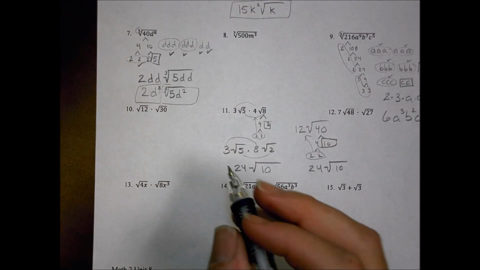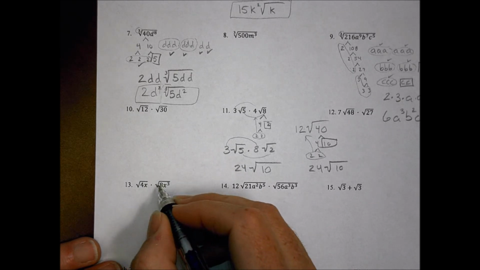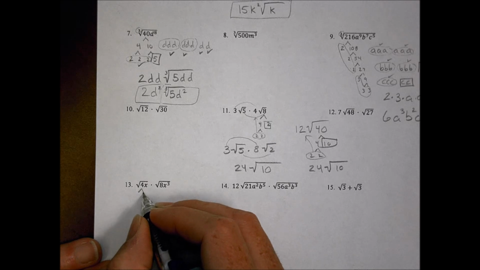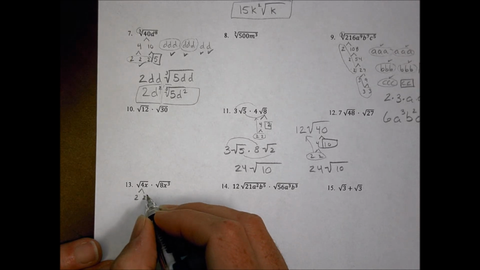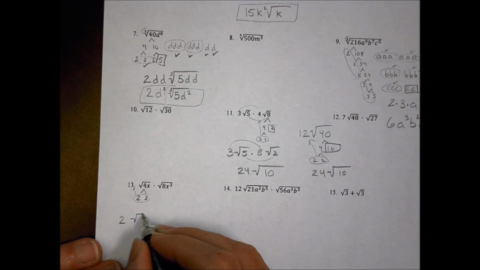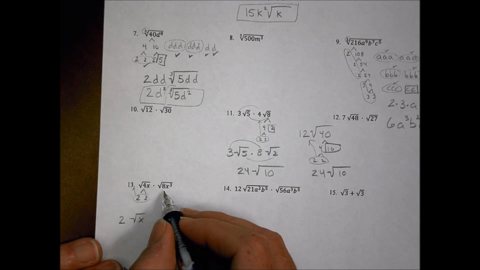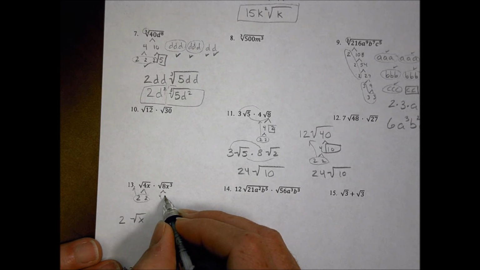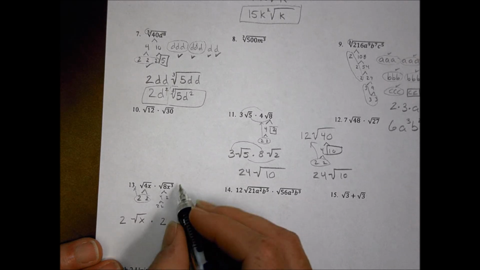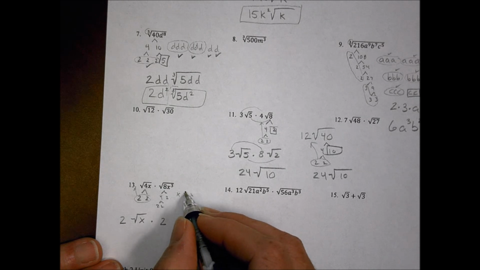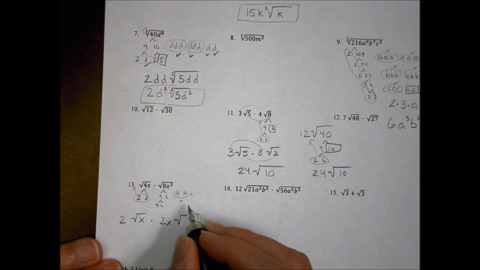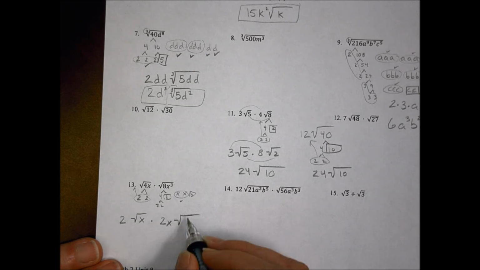For number 13, we have the square root of 4x times the square root of 8x to the 3rd. I'm going to break this apart because it's a little bit easier. I have a 2 and a 2 and an x, which means I can put that 2 on the outside. I still have an x on the inside, so let's keep it there for now. Here I have a 4 and a 2 and a 2 and a 2, so I can put a 2 on the outside, and then I have an x and an x and an x. I have a cluster there, so I can put one of these x's on the outside. What I'll have left on the inside is a 2 and an x.